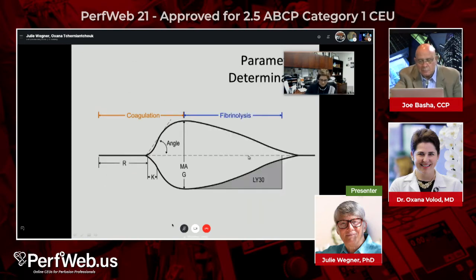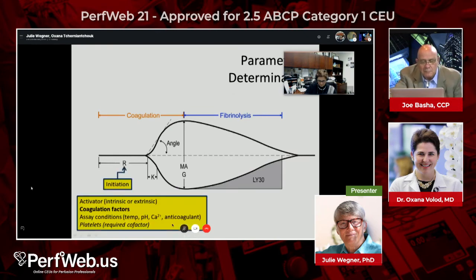So, all right, let's look at what are some of the determinants of the parameters. The R value. The main determinants of this are going to be the type of activator you use, whether it's kaolin or tissue factor. Tissue factor is going to be very fast versus the kaolin, which is going to be a little bit slower to activate. So the R value is going to be longer with kaolin versus with tissue factor.